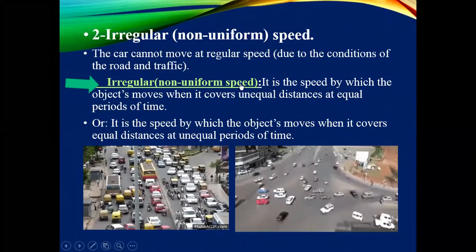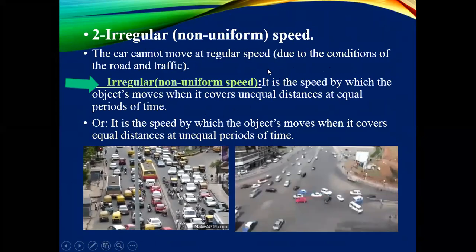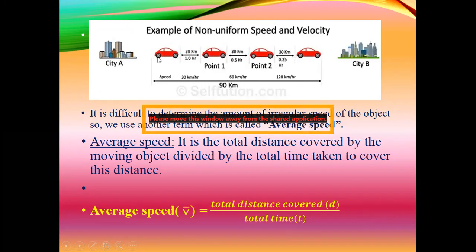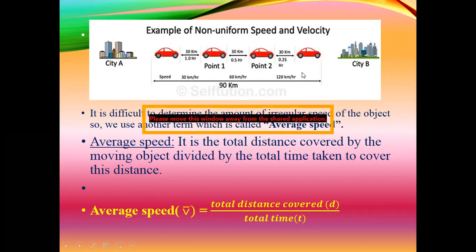Now we went back to the non-uniform speed and uniform speed. Now let's go to another one. Here is an example of non-uniform speed or velocity, because if we can see here, the car covered 30 kilometers in 1 hour, and then 30 kilometers in half an hour, and then 30 kilometers in a quarter of an hour. It means that it covers equal distances at unequal periods of time.